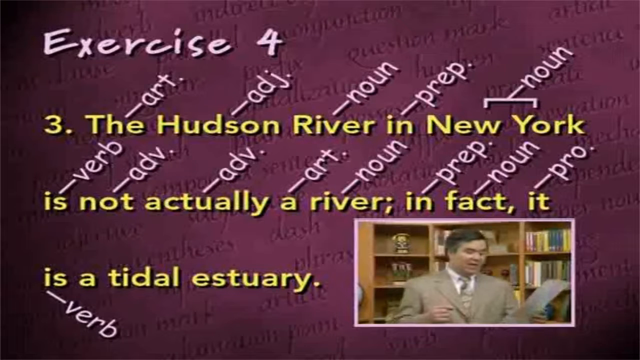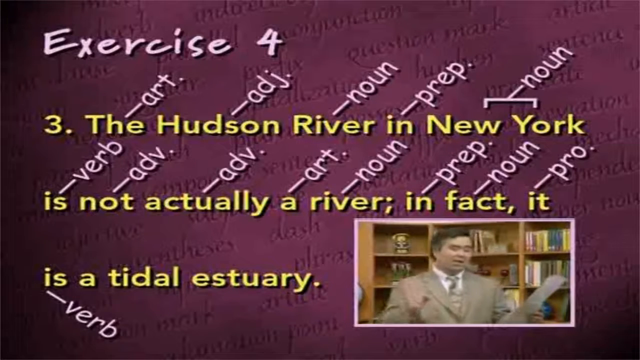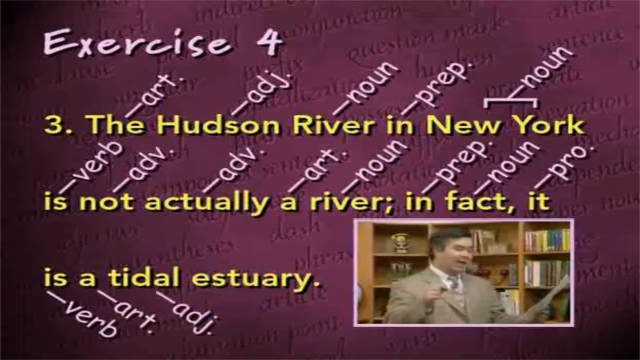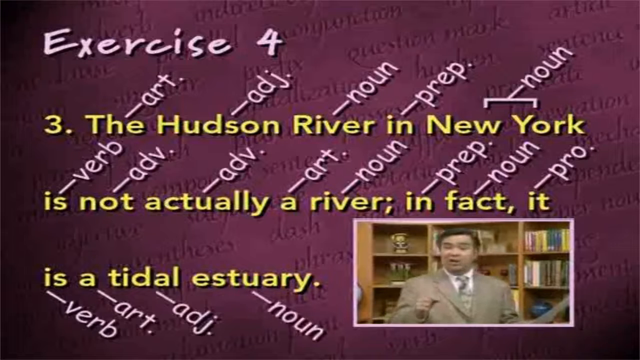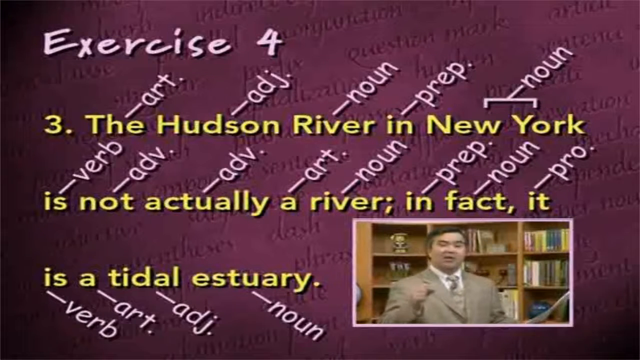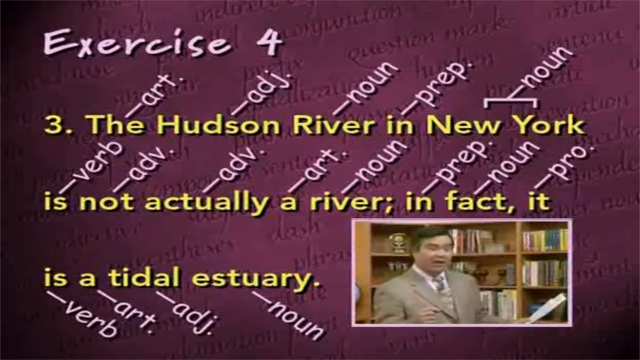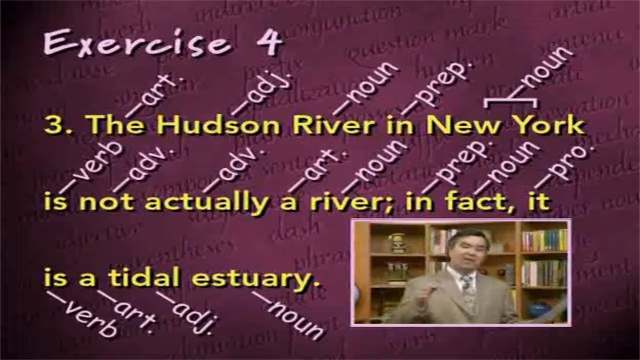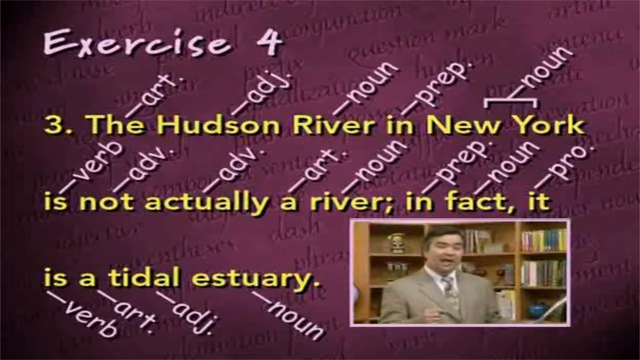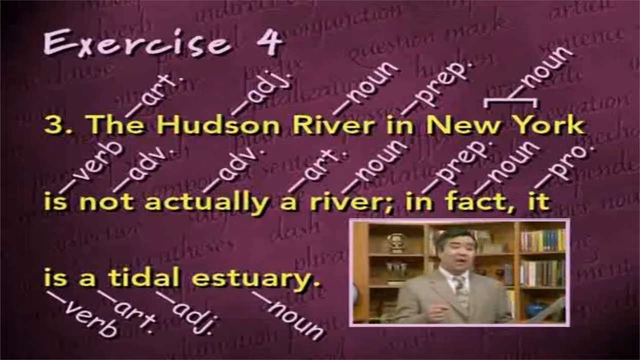Is, we've already seen, is the verb, and a tidal estuary is an article, an adjective, and a noun. Estuary is a noun because it names a particular thing. It's a difficult word, so perhaps you don't know that word, but you can tell from the way it's used in this sentence that it must be a noun. For example, it's introduced by an article.